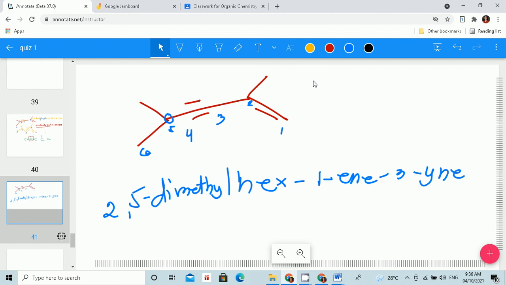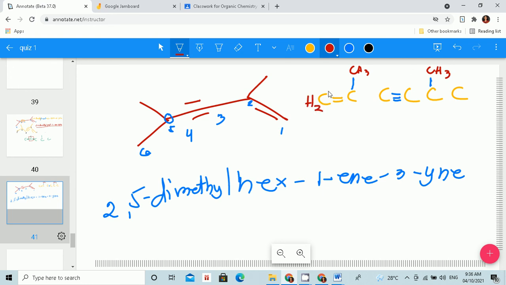Okay, now for our condensed structure, there are 6 nodes. We'll write 1, 2, 3, 4, 5, 6. Okay, in carbon 1, we have a double bond. And then in carbon 3, we have a triple bond. So 1, 2, 3, 1, 2, 3. And then in carbon 2, we have a methyl. And in carbon 5, we have a methyl again.